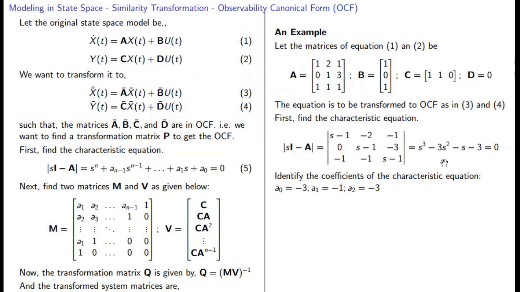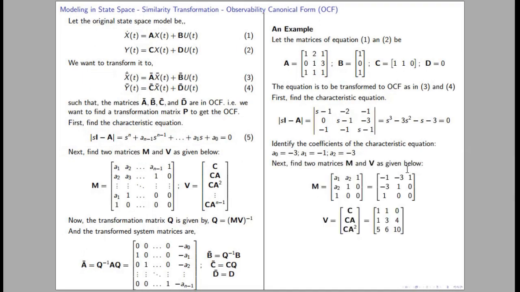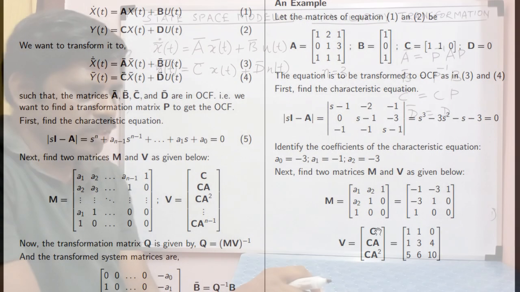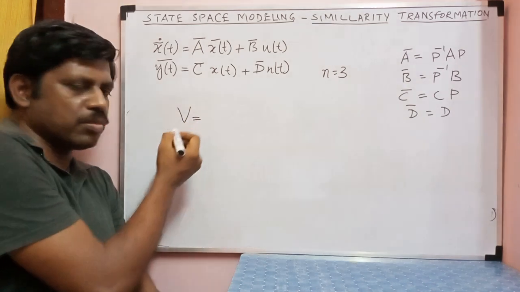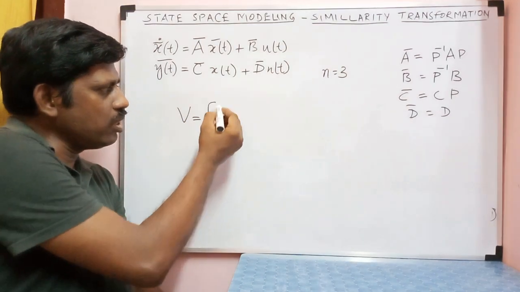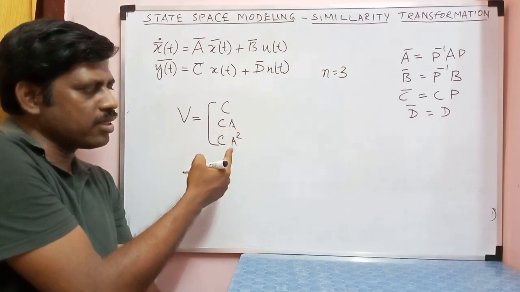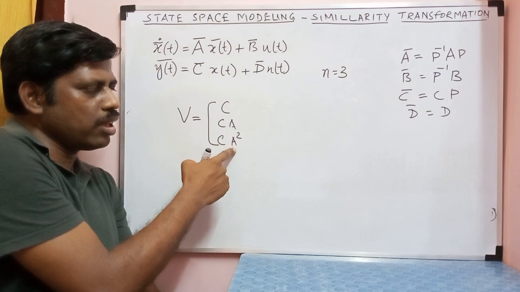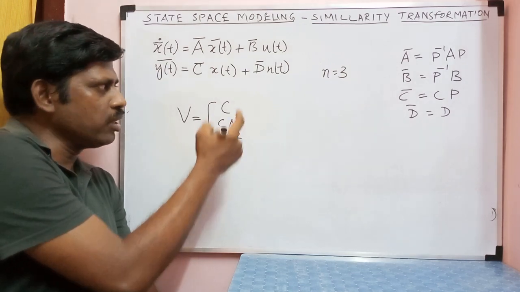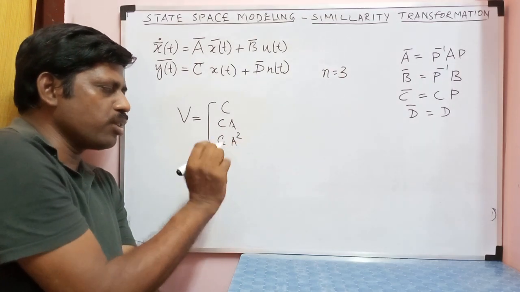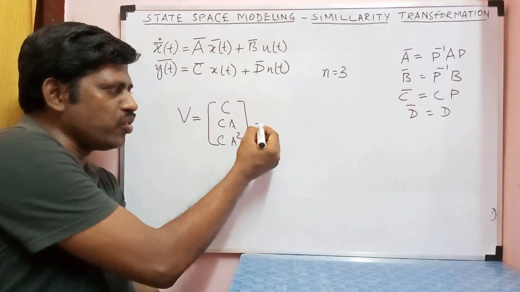So identify the coefficients of the equation, that is A0 is equal to -3, A1 is equal to -1, and A2 is equal to -3. Now form this matrix M as explained earlier, and let me explain how to get this matrix V. So V is C, CA, CA square, and since it is a 3 cross 3 matrix, this A power has to go up to n minus 1. Since n is 3, it will go up to 2, so CA cube is not necessary. This is the V matrix.